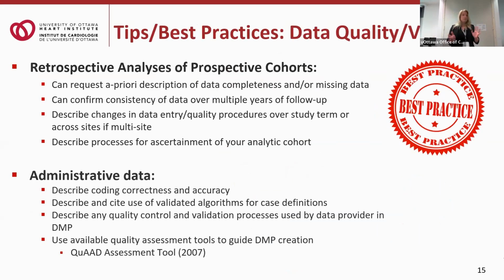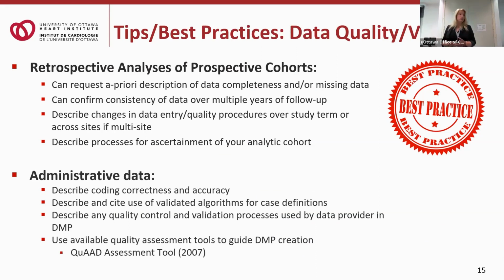So, tips and best practices if you're going to develop a data management plan for an observational study that is leveraging existing data. So if you're going to be looking at an existing prospective cohort and you want to ascertain an analytic cohort, I call it a sub-cohort, for some retrospective analyses. In terms of data quality and validity, again, you don't have control over it, but you can probe it a little bit a priori.